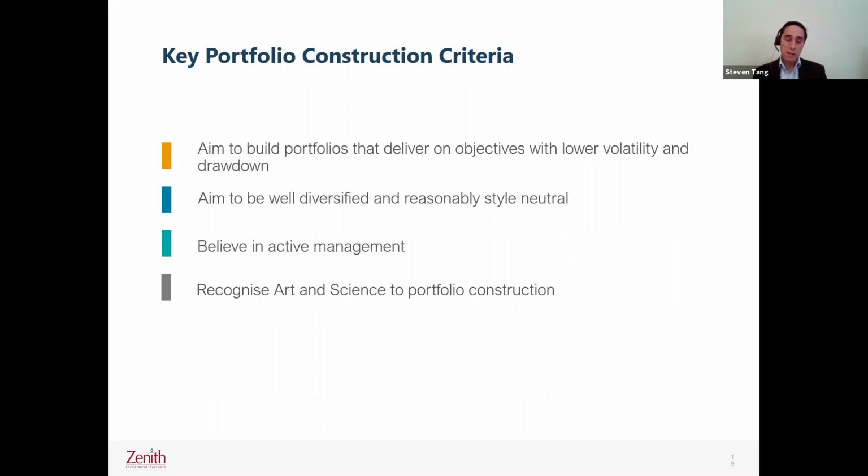The other thing to recognise, and today we're really focused on tools, but it is important to recognise that portfolio construction isn't pure science. You can have all these tools and they're a great input into your portfolio construction, but there's a qualitative element that you can't get away with in portfolio construction.